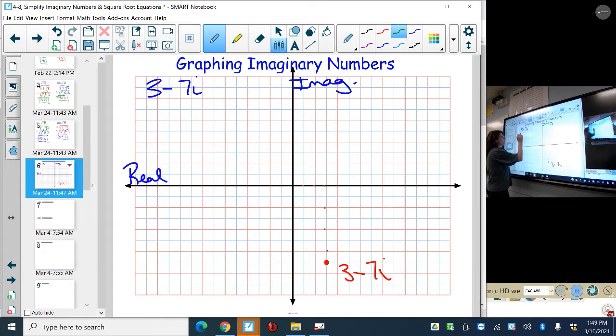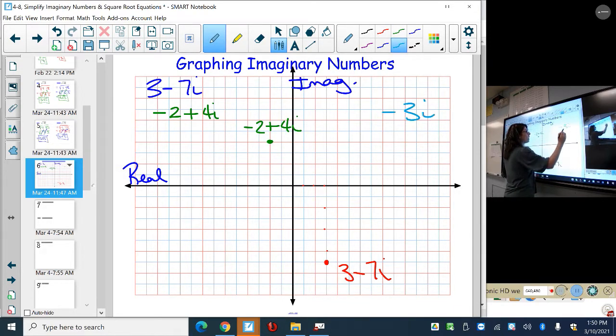If I wanted to graph negative 2 plus 4i, I go over 2 units on my real to the left, and then up 4 units on my imaginary. So that's negative 2 plus 4i. If I wanted to graph just negative 3i, I would only go down 3 units on my imaginary axis. Okay?